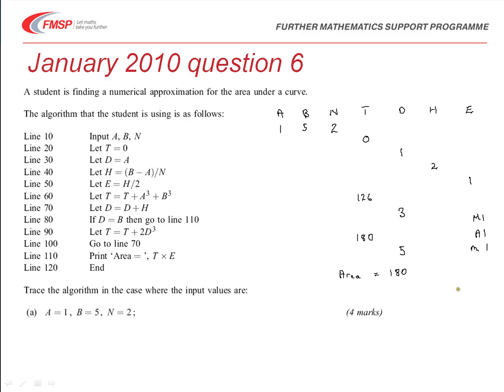And if we have then finally stated the correct values, including the 180, and we've got no other extra values in there, and make certain you've included A, B and N in your trace, then you will get an additional accuracy mark or answer mark.